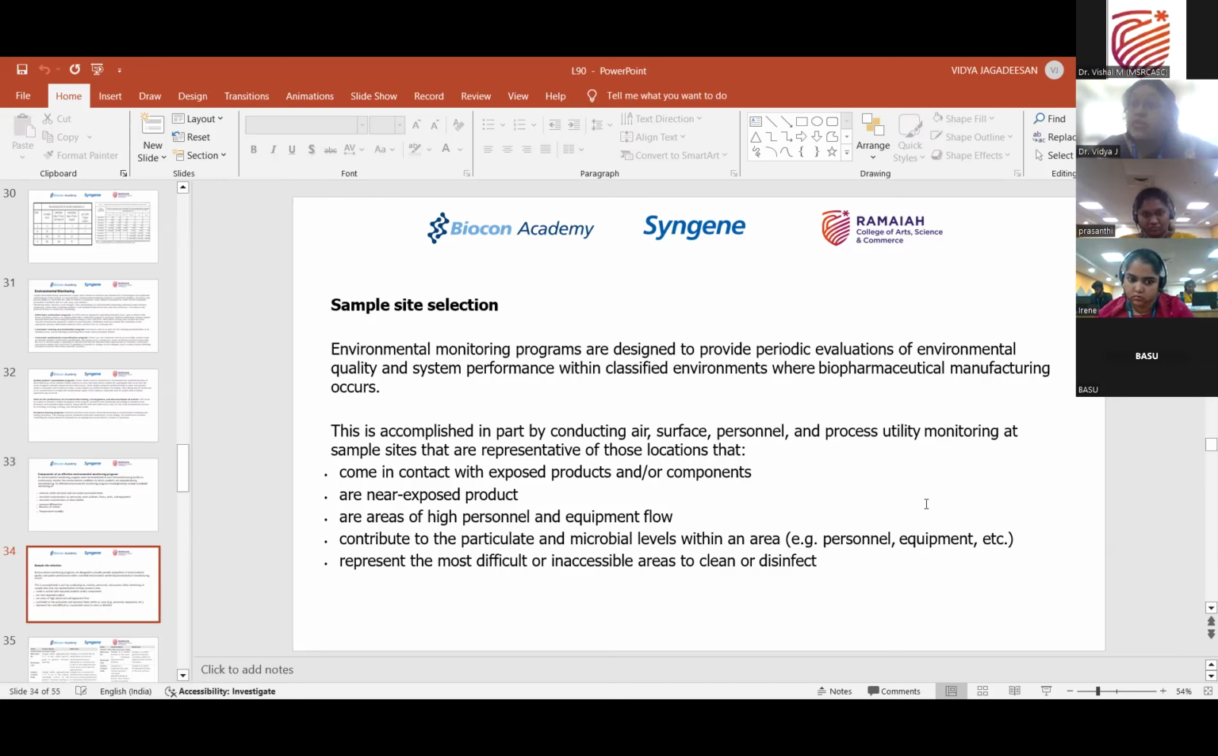Then near the product, so any area near the product, that is the most important area. So check the swab there. Then any area of high personnel and equipment flow, so near the HEPA filter, near your autoclaves, all those areas you can check. And what is the particulate level or the microbial level? That is on you, on the equipment, all this can be checked.